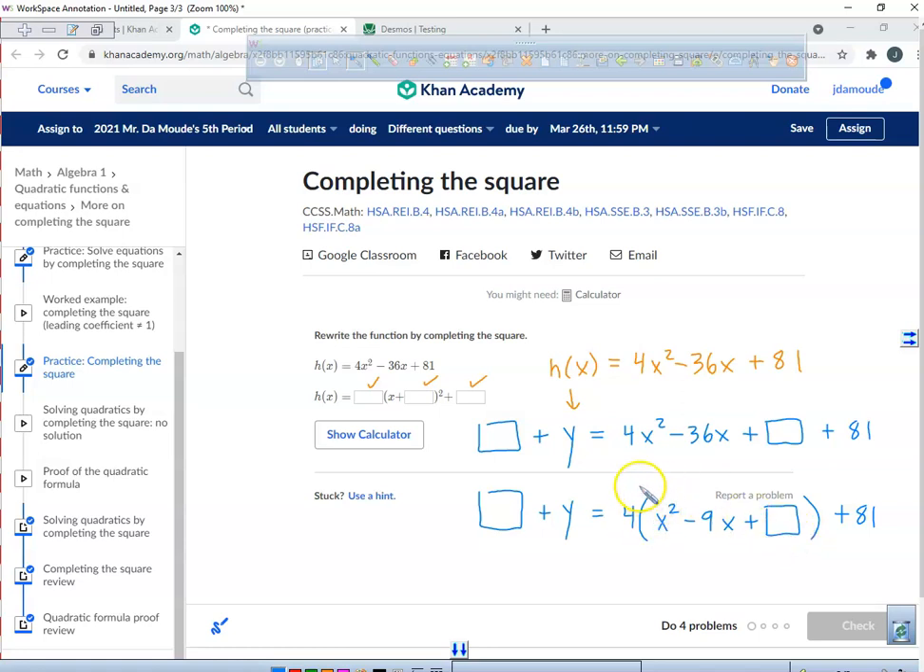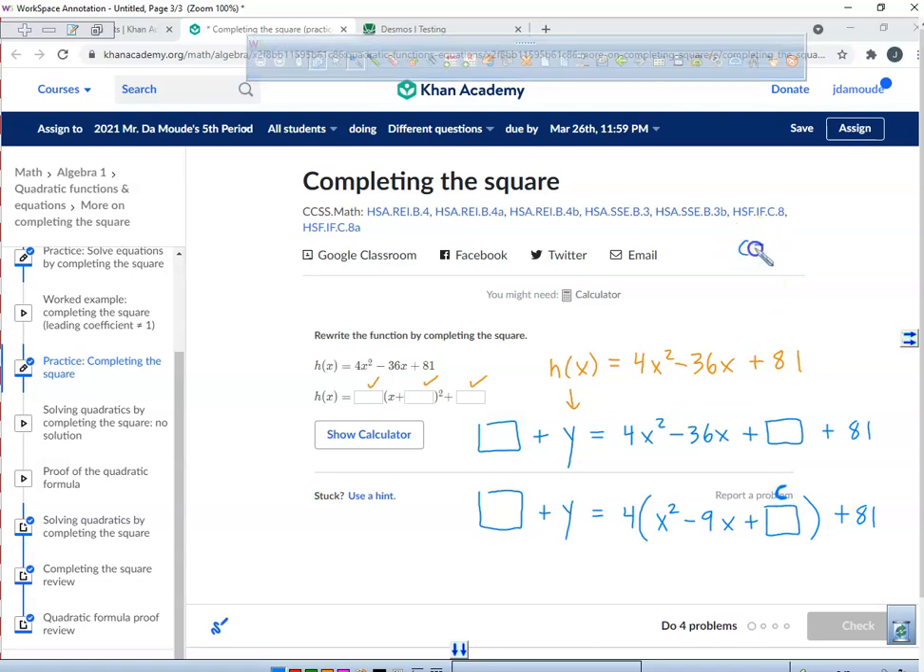So how do you check your work? 4 times x squared is 4x squared. 4 times negative 9 is negative 36. That's how you can check it to make sure you did it correctly. All right, now this is the part that hopefully you guys can see. This right here is still the C value, okay? That's still the C value.